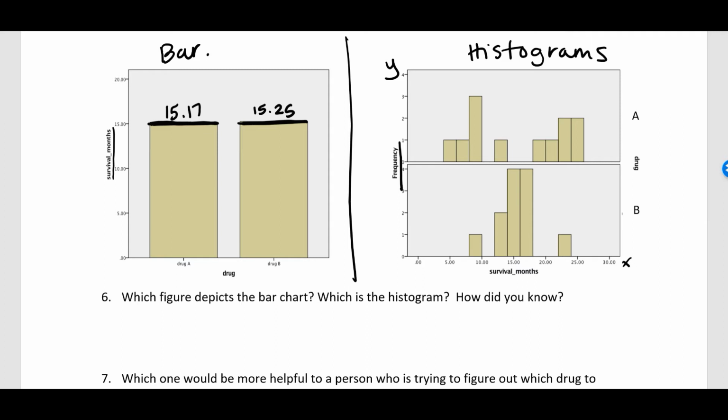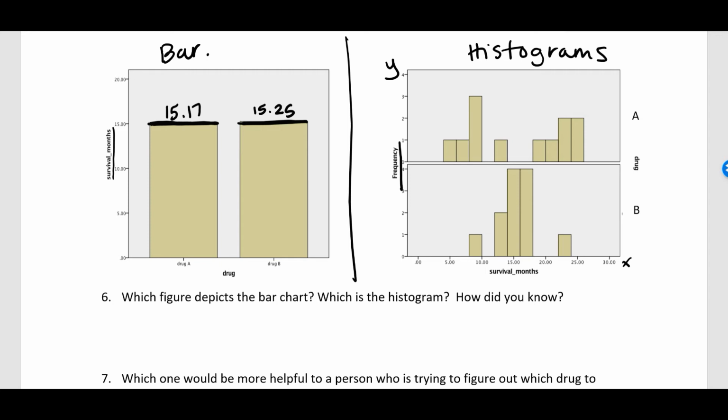If that's all the information you're given, I mean, okay, I guess I'll go with drug B because it's a tiny bit higher, but it's sort of a toss up, right? We don't have a whole bunch of information from this bar graph. All we can see is they're about the same.